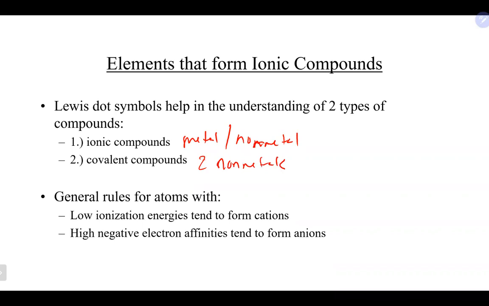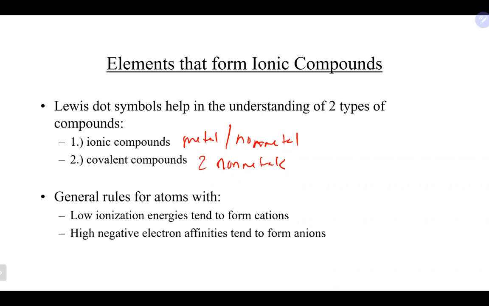Now, things with low ionization energy. Ionization energy is the energy that's required to remove an electron. So with low ionization energy, it doesn't take a lot of energy to remove an electron. Things with really high ionization energy, it's very hard to remove an electron. On the periodic table, ionization energy increases as you go up and to the right, and decreases as you go left and down. So nonmetals have very high ionization energy. It's hard to remove electrons from them.